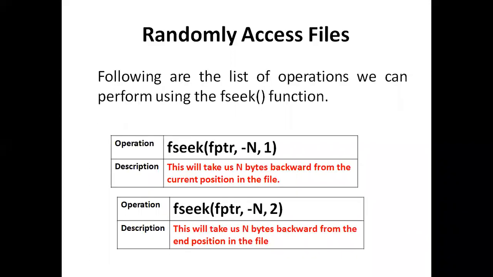And minus n, what is the minus n? If you pass negative values, it is going to read the file in the backward direction, from the current end position. And 1 means current position. For n with 1, it reads from the current position backward.